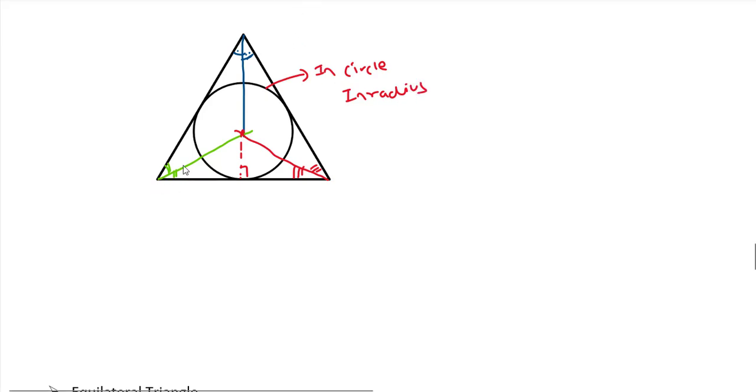Now, the angle subtended by any of the sides of a triangle at the incenter will be equal to 90 plus the corresponding vertical angle. So if this triangle is named ABC and the incenter P, then angle BPC will be equal to 90 plus half of the corresponding vertical angle, which is half of angle BAC.